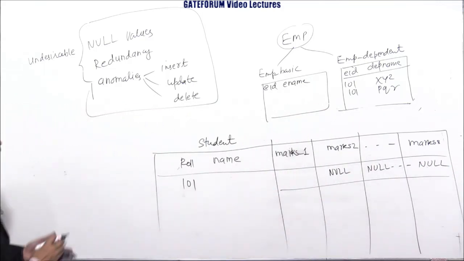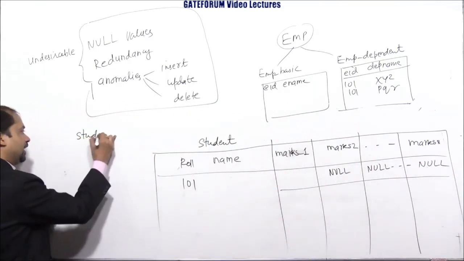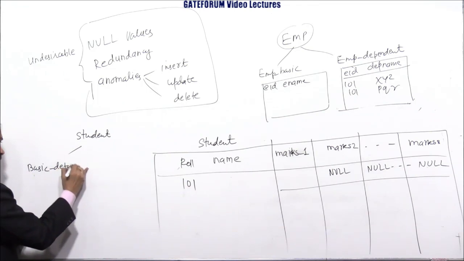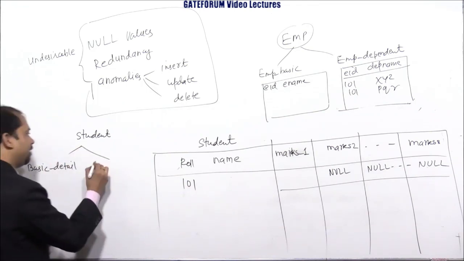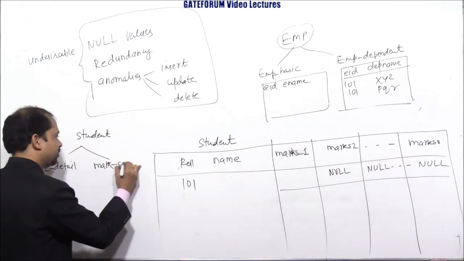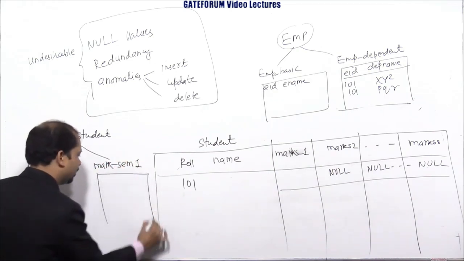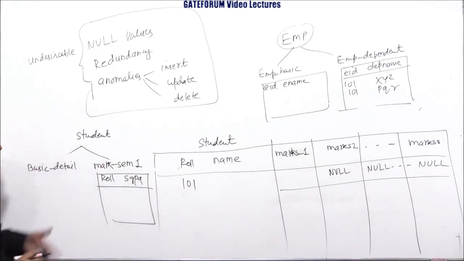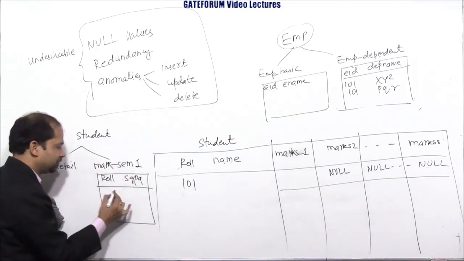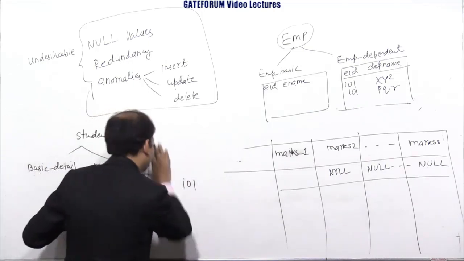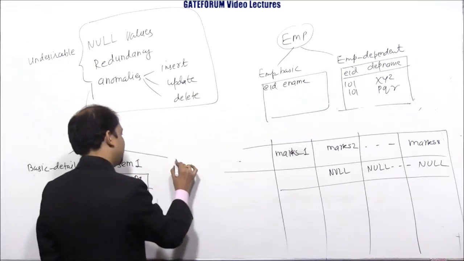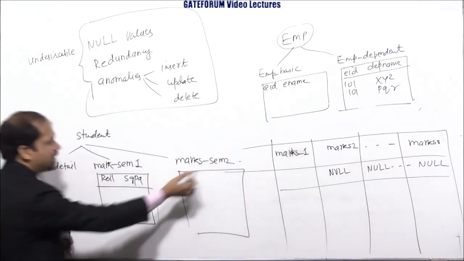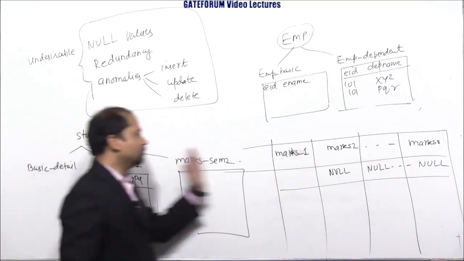So instead of this, we will go with a student table, and here we will have basic details like roll, name, right? Then we can have marks semester 1. So here we can have roll and SGPA like that. Those students who have marks available for semester 1, their entry will be here. Now similarly, if we are looking for a marks table, marks semester 2. So only those entries will be there who have marks in semester 2. Similarly we will have marks 8.